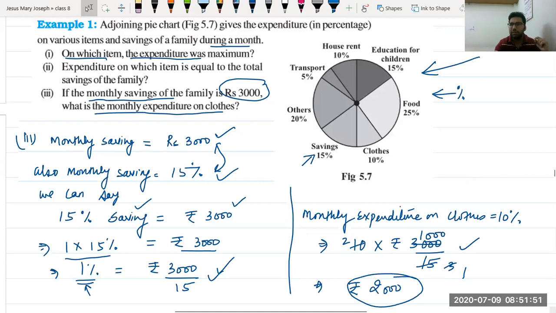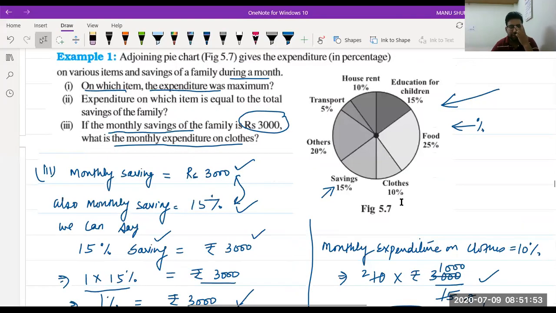Yes, class. First, we have found a relation between percentage and rupees. Then I found the cost on clothes. Very simple. Simple unitary method. You have to find for 1% how many rupees. Then for 10%, 10 into that many rupees.